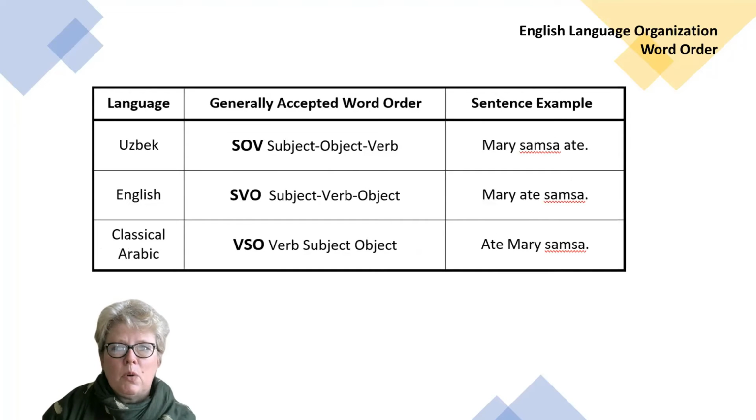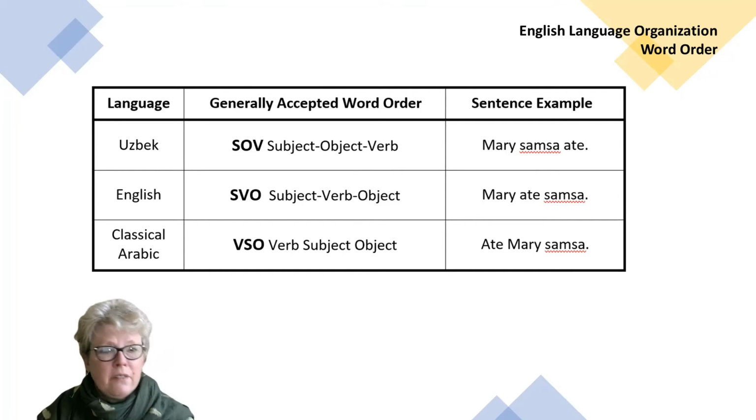Now, here's another table with an example. Uzbek, subject, object, verb: Mary Samsa ate. English, subject, verb, object: Mary ate Samsa. In Classical Arabic, verb, subject, object: ate Mary Samsa. Very different. If we're in our own cultures and we see this, we understand it completely.